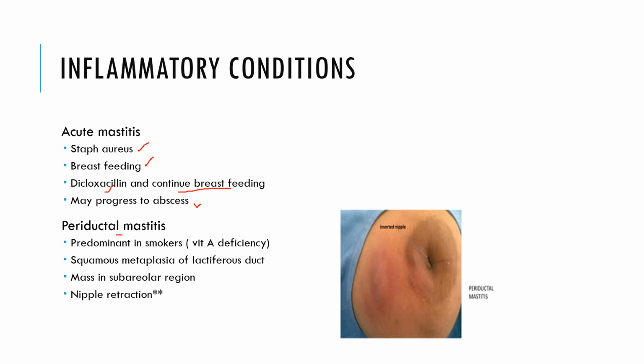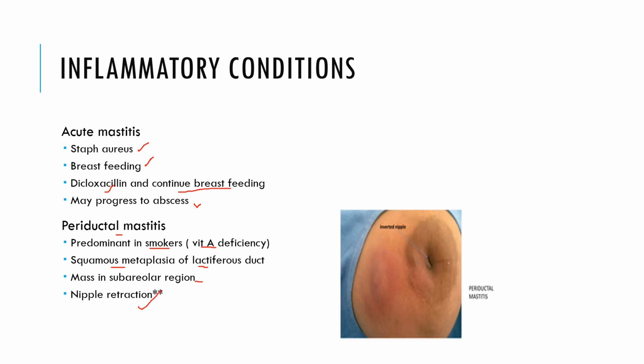Then periductal mastitis. Periductal mastitis means it is a mass in the subareolar region. It is predominant in smokers and vitamin A deficient individuals. And there is squamous metaplasia of the lactiferous duct, but it is a benign condition. It's an inflammatory condition. There is a mass in the subareolar region. There can also be nipple retraction.